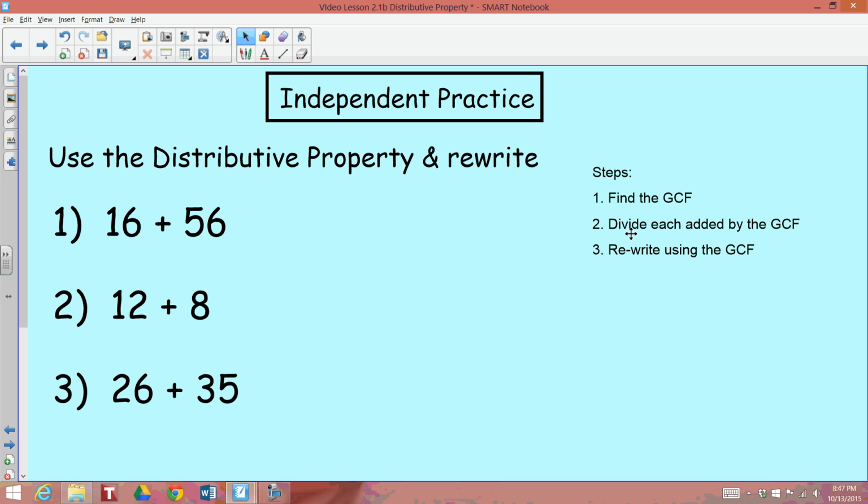So, press pause on this video. Take some time to try these out yourself. And then when we come back, we're going to allow you to self-assess and see where you're at using the distributive property.